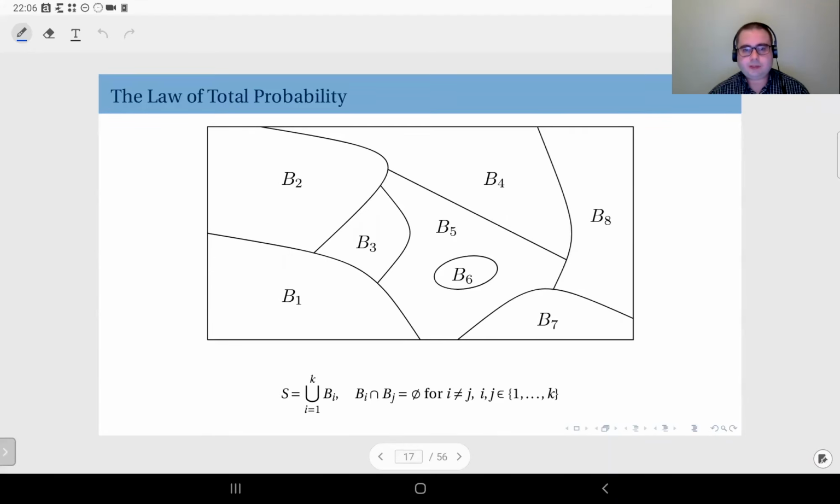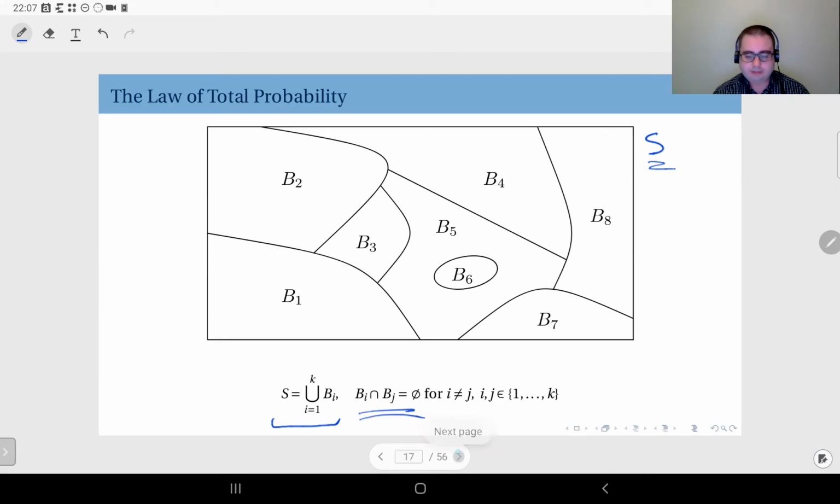Now consider a partition of the sample space. This is the sample space, and let's say we have a partition. And remember what a partition is. The subsets in the partition are all disjoint, and when you unite them, you get the sample space here. Okay, this is what we call a partition. So S equals the union of all of these subsets, and pairwise they are all disjoint.